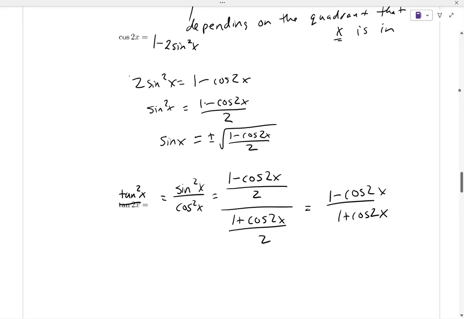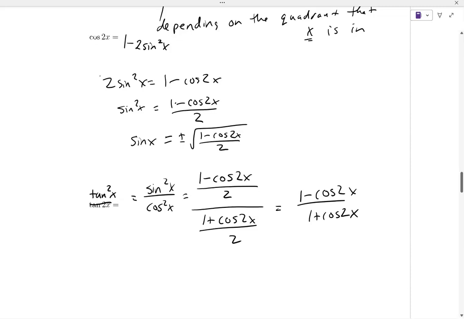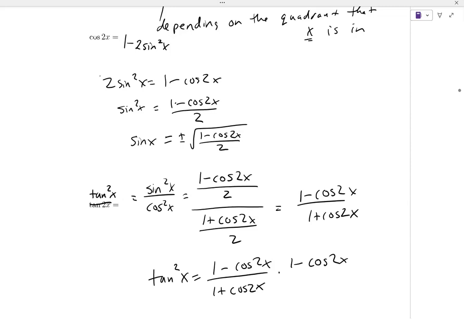You could take the square root of both sides and you would get plus or minus, and then again decide on which quadrant you want. But there's a couple of nicer forms than this. Let's see what we mean by that. We've done this trick before where we multiply by the conjugate. So let's multiply top and bottom by the conjugate of the bottom.